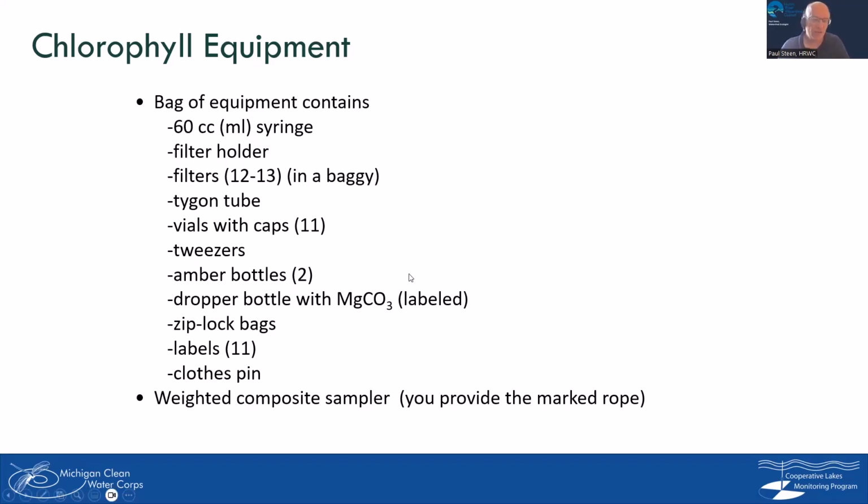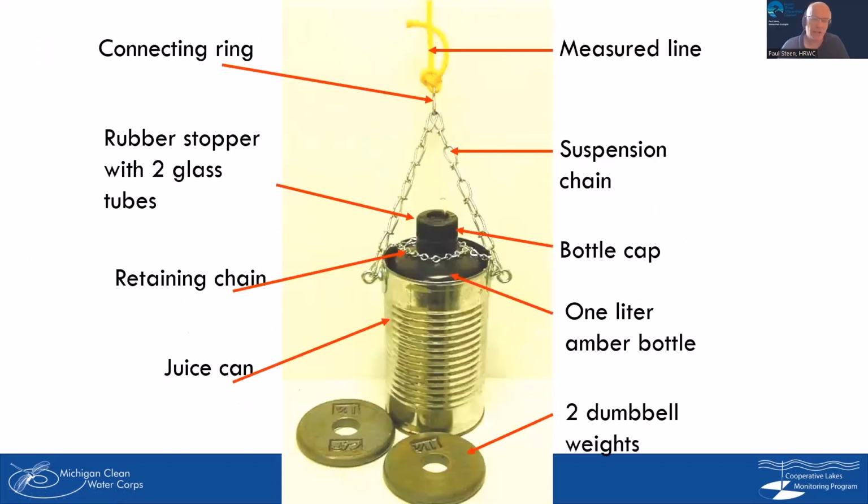Now, the other thing that you get when you register for chlorophyll, I'll come back to that, is the actual sampling device. So this thing is designed for you to connect to a measured line and lower it into the water. Its functionality is such that here at the cap, you have water entering in at the same time that air is coming out, because there'll be two glass tubes coming off the top.